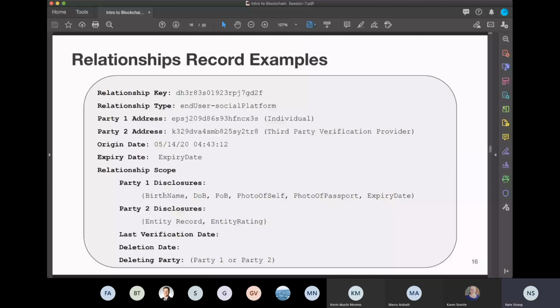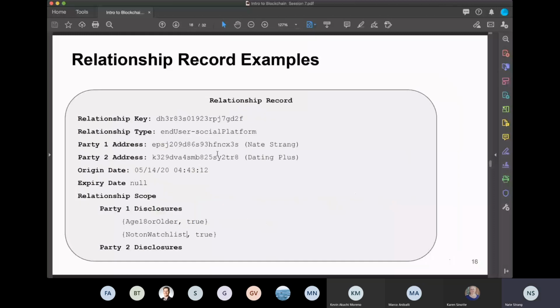So I didn't share any of that with the dating app. I've just provided these records that rely on those blockchain records to tell the dating app that I'm okay to enter.